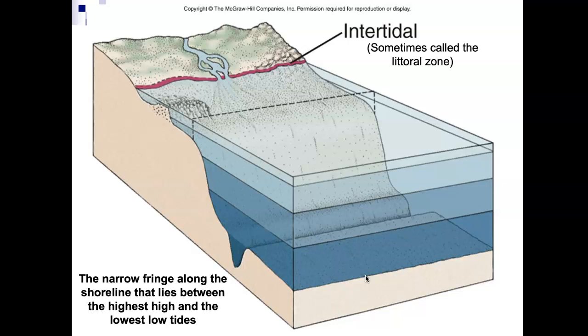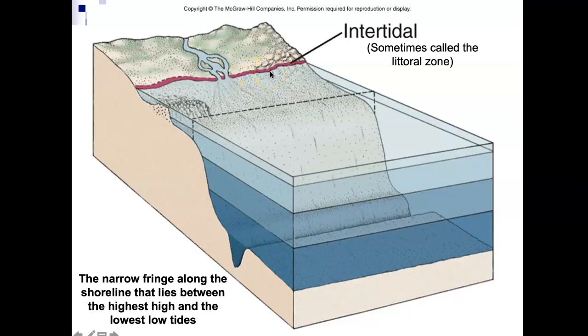So when we talk about the intertidal zone, you'll also hear it referred to as the littoral zone. More amongst scientific groups, you'll hear them call it littoral zone. So we want you to be familiar with both terms. Intertidal and littoral zone are interchangeable. They're the same thing. And all this means is this is that narrow zone along the shoreline that lies between the highest high tide mark here and the lowest low tide mark here.